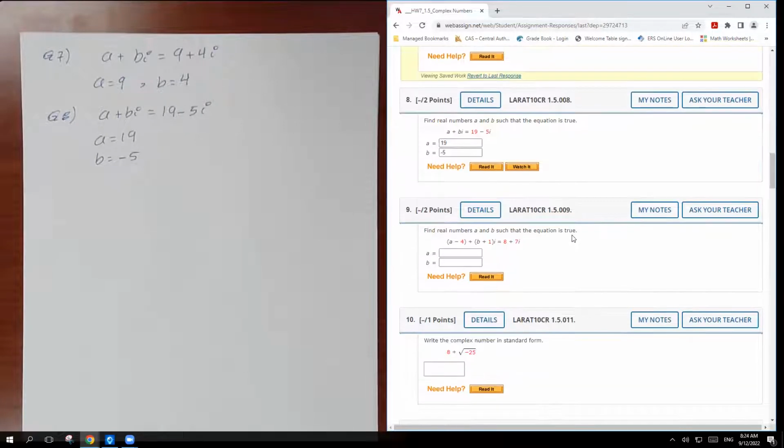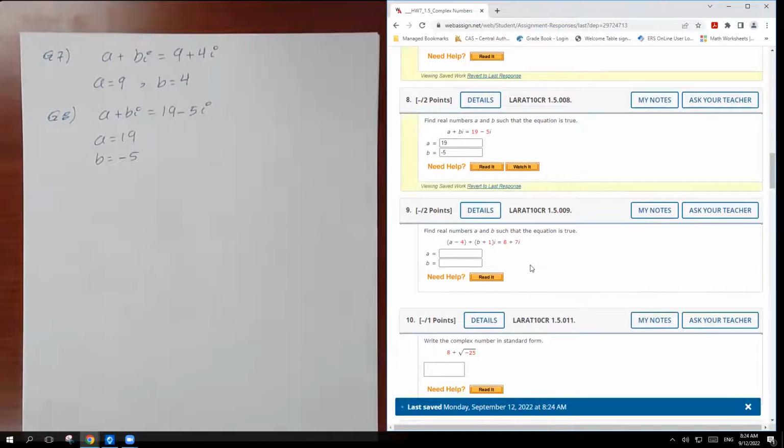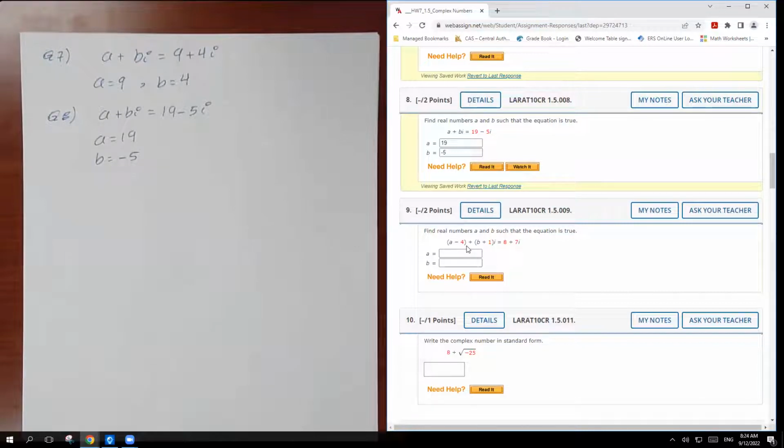Let's keep going to the next one. Now we have a different type. The same way to find the solution, we have to find a and b, because we have a minus 4 and b plus 1i equal to 8 plus 7i.